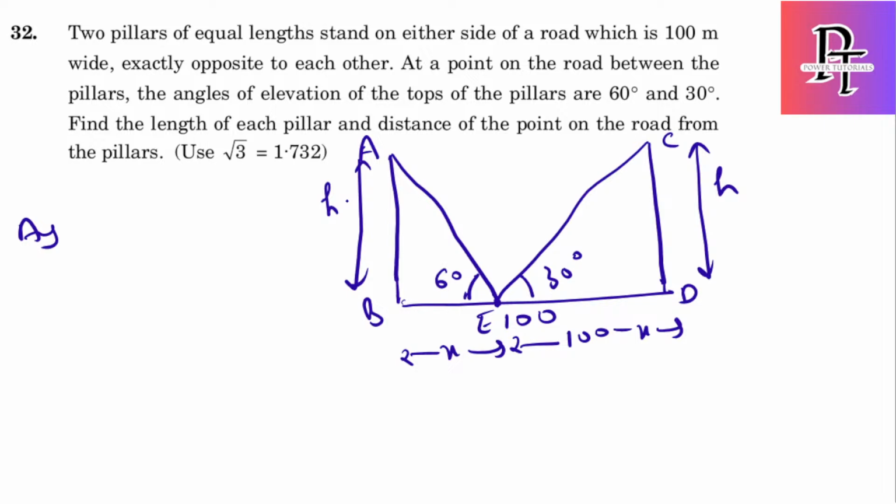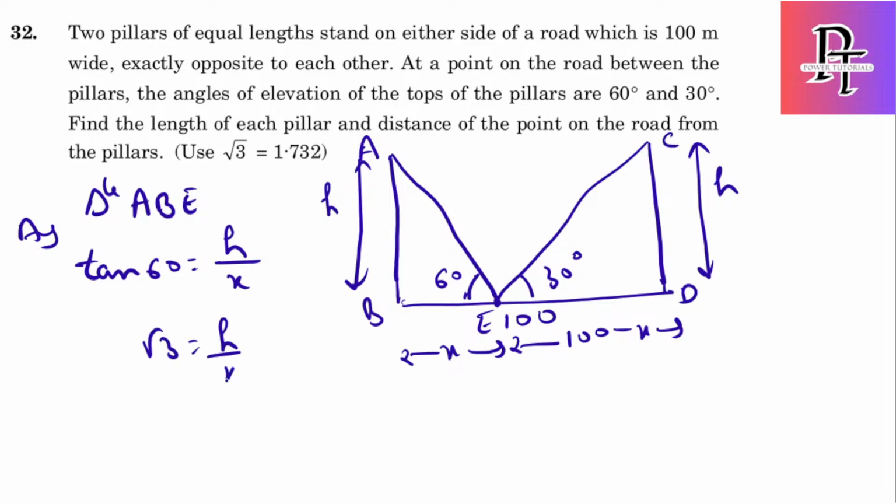They're asking to find the length of each pillar, that is H, and the distance of the point from the pillars. So if I find that, I can say the distance from the first pillar. Let's use the first triangle, ABE, with tan 60 degrees. Tan is opposite by adjacent: opposite is height H, adjacent is X. Tan 60 is root 3, so root 3 equals H by X, or H is equal to X root 3 meters.